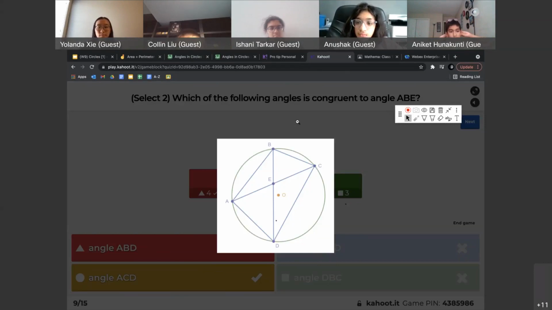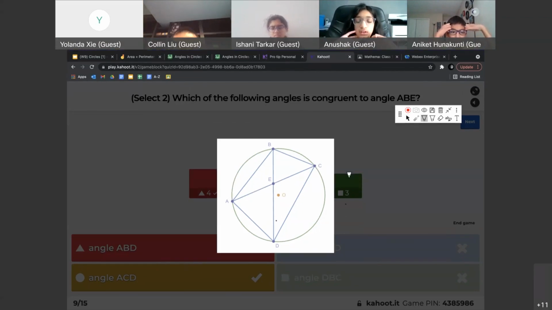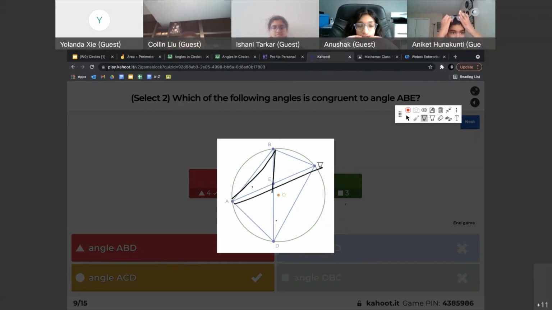Yes, I guessed right. Yay, I got it half right. I did circle, but I guessed right. It doesn't give you any points for getting a half right if it's multiple select. So ABE right here is congruent to ACD. Yeah, because they both have. Okay, wait, but ACD looks like 10 times bigger than the other one. Because they're actually all the same. Okay, I drew that really poorly.